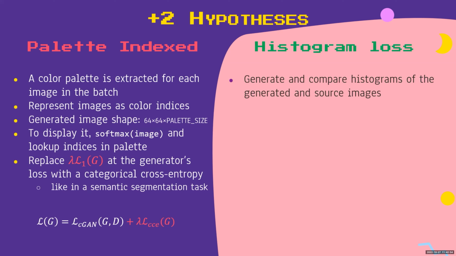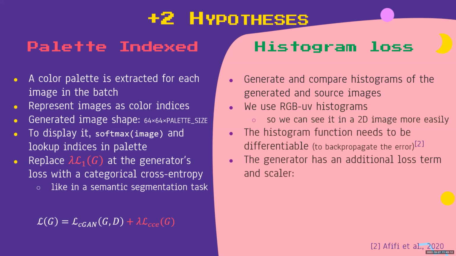And then we went to a second hypothesis, which is, okay, let's not be so drastic. Let's add a histogram loss term to the generator. So we penalize it if it creates images that have a different histogram than the source image. That's the histogram loss term with a hyperparameter.